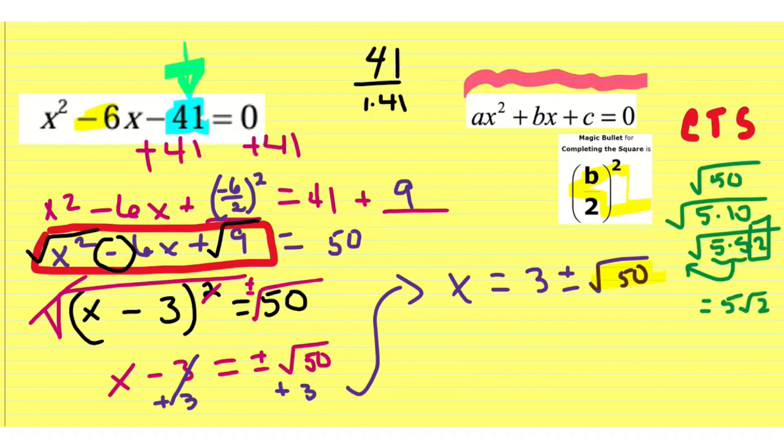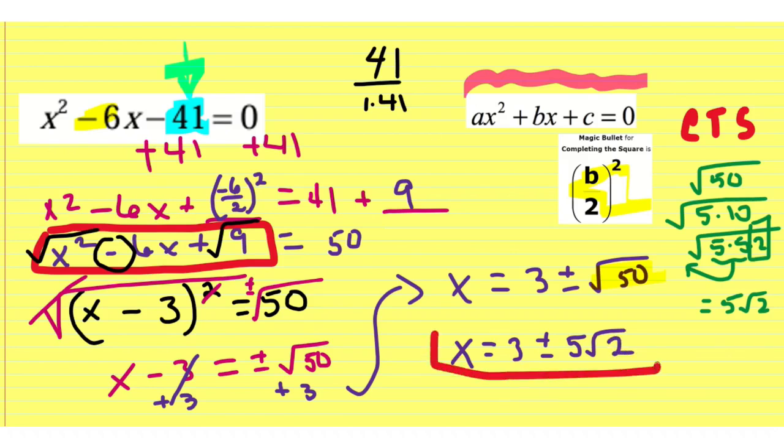And so I can simplify this just a little bit further, and say that my solutions to this quadratic are x is equal to 3 plus or minus 5 radical 2. So that provides me two solutions, and two solutions is what I'm usually looking for in a quadratic. So we have solved this quadratic.